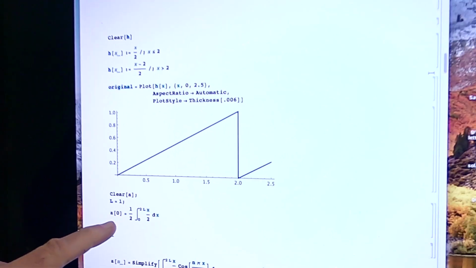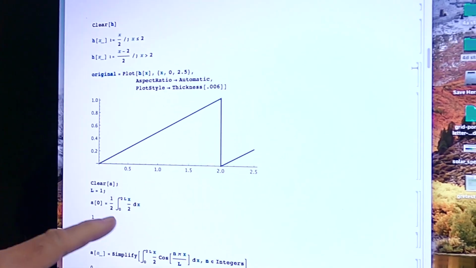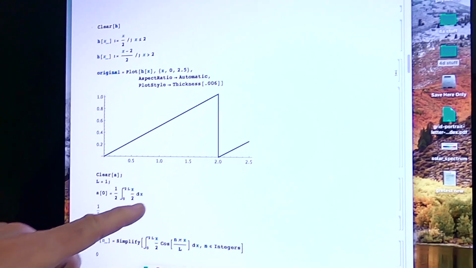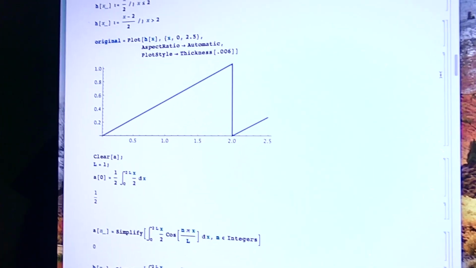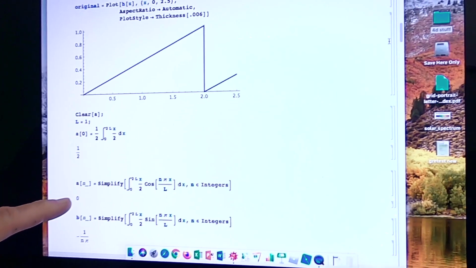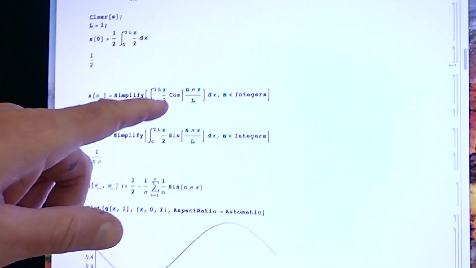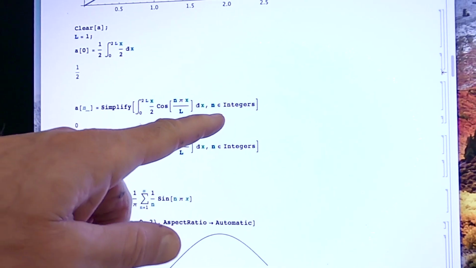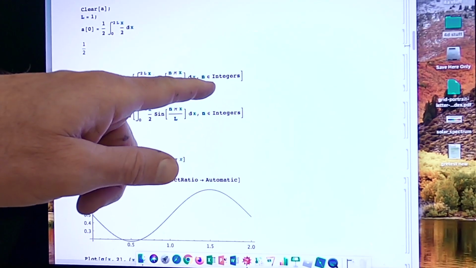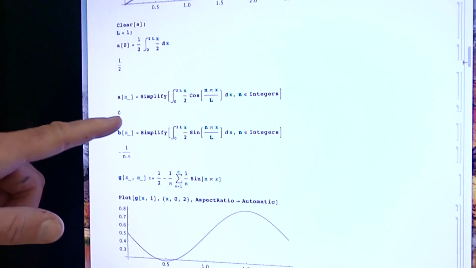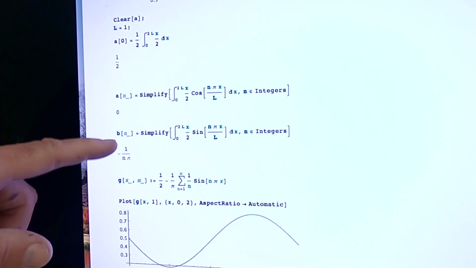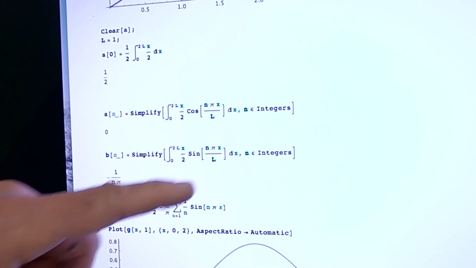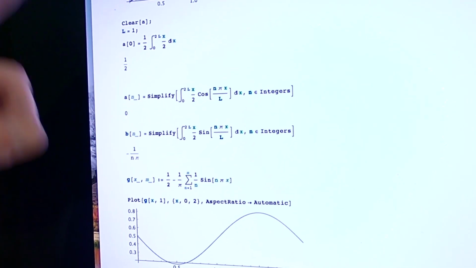So I said, first, let's get my a naught. Well, that was just what we did up there. It was 1/2 times the integral of x over 2 dx. And then we wanted to get your a sub n's. So here was the integral of f of x cosine. I had to tell Mathematica that n was an integer because it only works for integers. And it gave me 0 for all of them. And then for the nth one, I just put the sine in there. And it gave me minus 1 over n pi, just like we had.